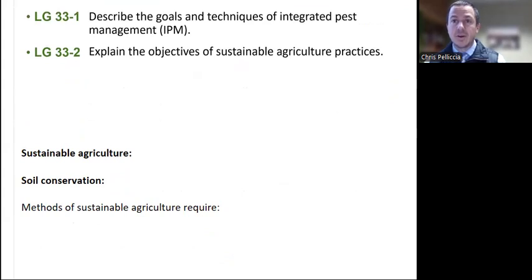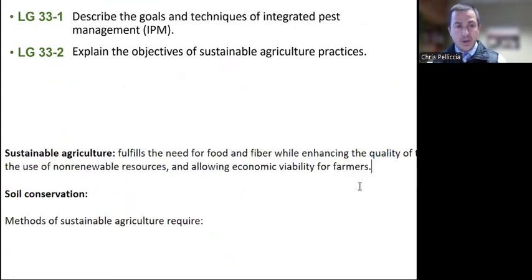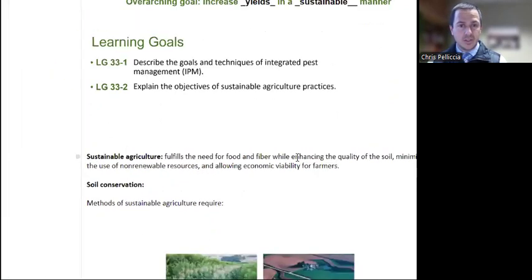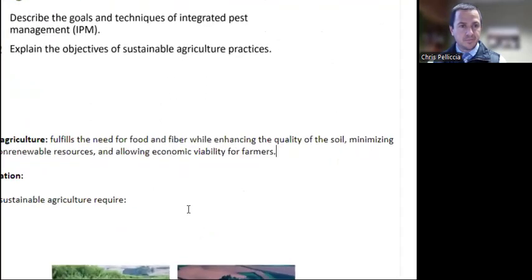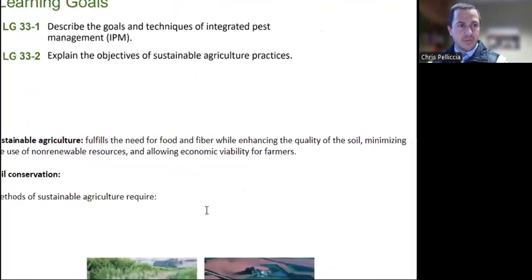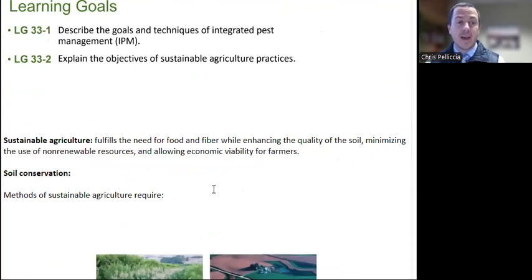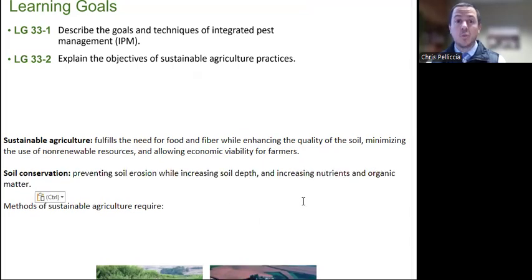Sustainable agriculture is going to fulfill the needs for food and fiber while enhancing soil quality, minimizing the use of non-renewable resources, and allowing economic viability for farmers. A key step to achieving this is soil conservation. The idea of soil conservation is that we need to prevent soil erosion while increasing soil depth and increasing nutrients and organic matter.